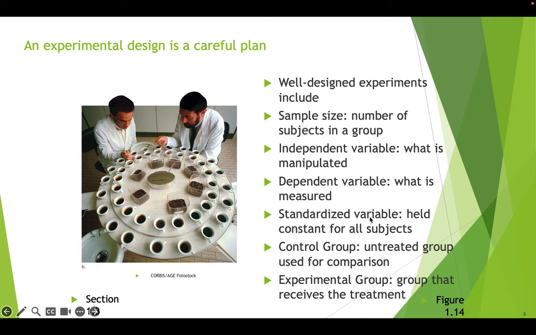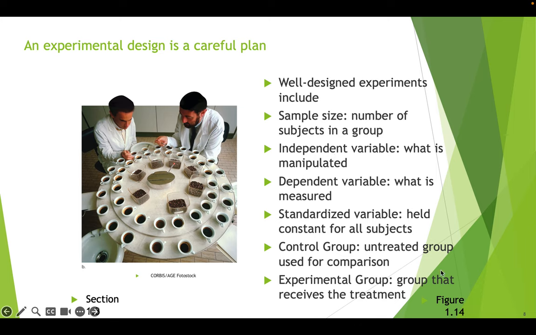A standardized variable would be things that are held constant for all subjects. So you might choose flowers all from the same field that are receiving the same amount of sunlight, they're at the same temperature, they get the same amount of water when it rains. So you try and keep everything else constant except for the independent variable.